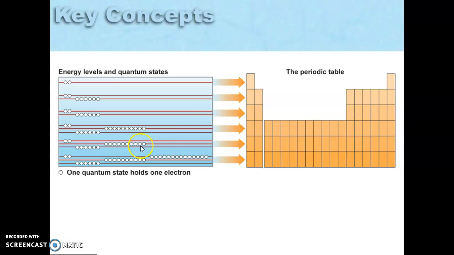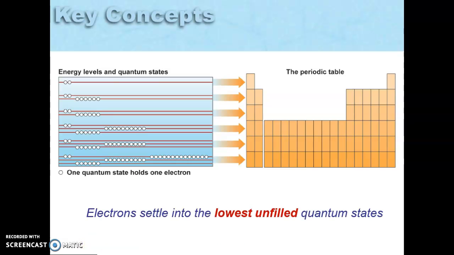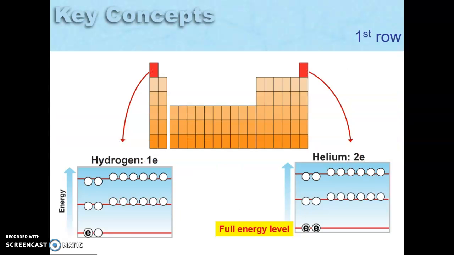So electrons determine the shape of the periodic table, and electrons and their energy levels, excuse me. And they always settle into the lowest unfilled quantum state. So I'm going to have you start writing some electron configurations. So looking here, I'll give you a hint. We know helium was 1s2. So hydrogen, please write hydrogen's electron configuration.